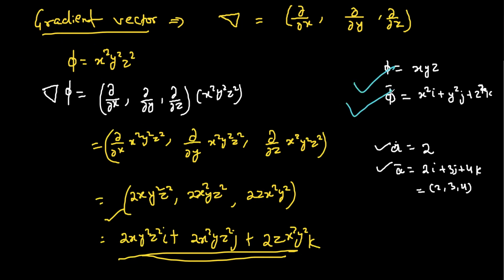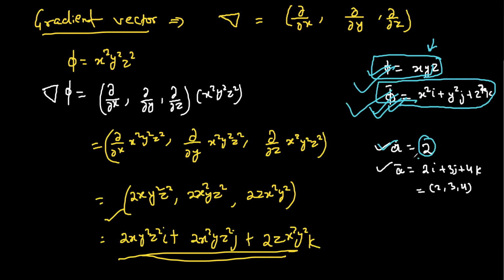This is a scalar function, and this is a scalar value. Why do we say this is a function? Because this is expressed in variables, and this is a constant. This is a vector function. Why? Because the vector is represented in terms of variables. And this is a vector value.